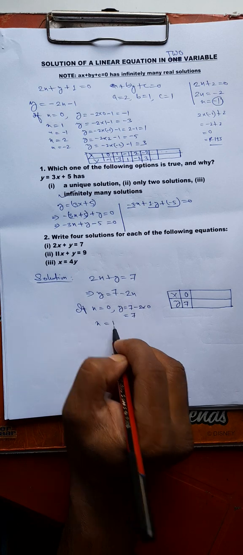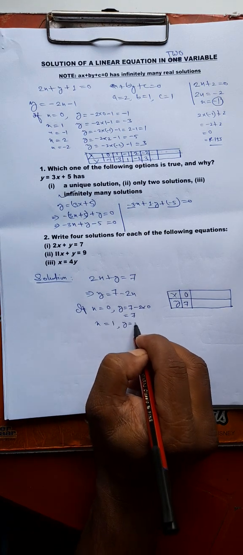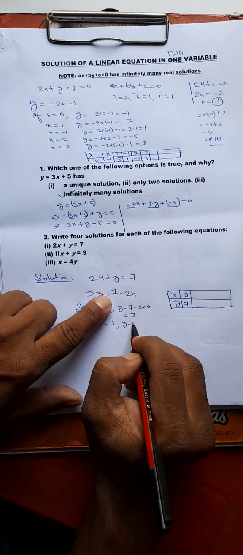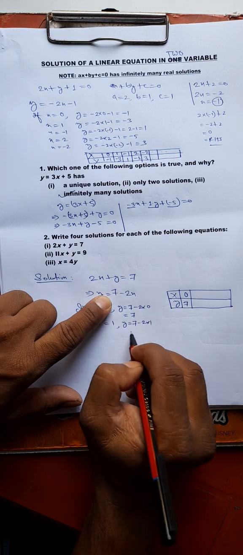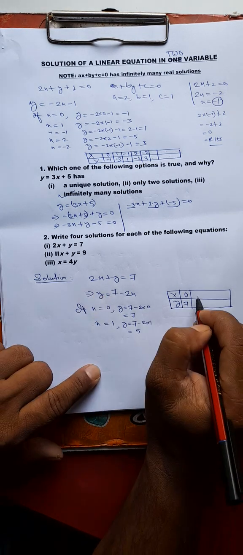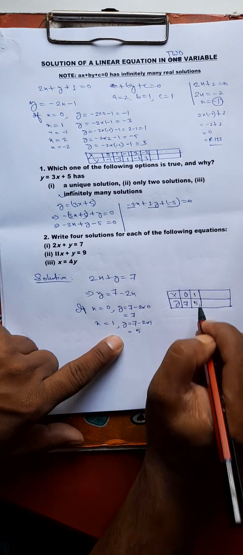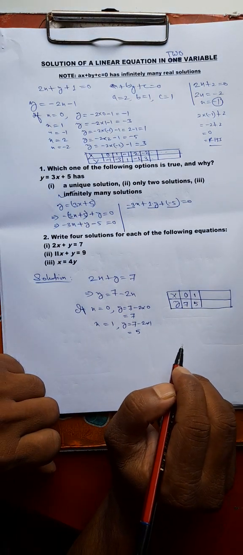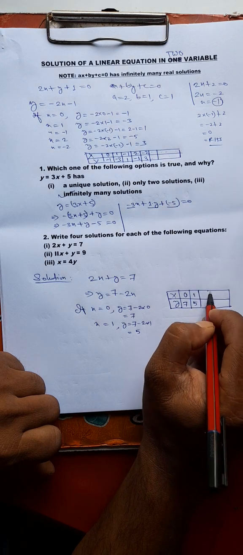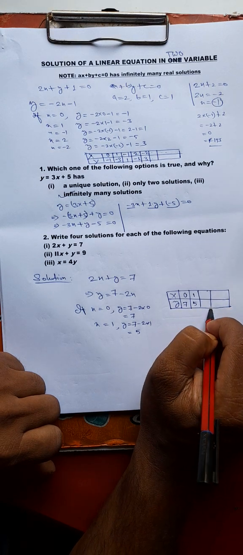X equal to, suppose, 1. In that case, y equal to, what would be y? 7 minus twice of 1, that means 5. X equal to 1, y equal to 5, right? So now you can find other solutions without doing actual calculation.